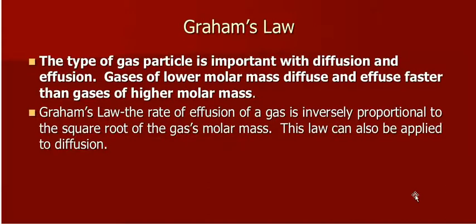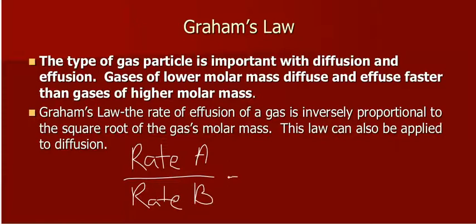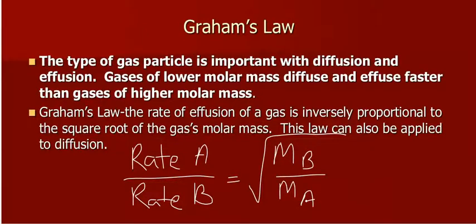The type of gas particle is important with diffusion and effusion because gases of lower molar mass diffuse and effuse faster. So Graham's law relates the rate of diffusion or effusion with the molar mass. And here's what Graham's law looks like in a mathematical expression. Rate of gas A over rate of gas B is equal to the square root of the molar mass of gas B over molar mass of gas A. So in a mathematical expression, that's what Graham's law looks like, and the type of gas is important.